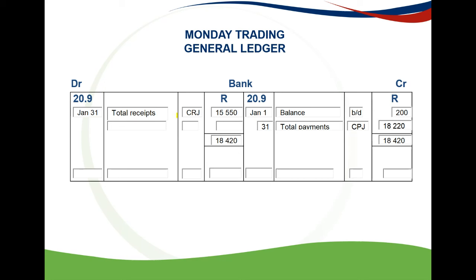Now, to balance it, it's basically the difference between my 15,550 and my 18,420, because I must add an amount to my 15,550 to get to 18,420. So if I take 18,420 minus 15,550, I will get the amount of 2,870. So 15,550 plus 2,870 will give me 18,420.